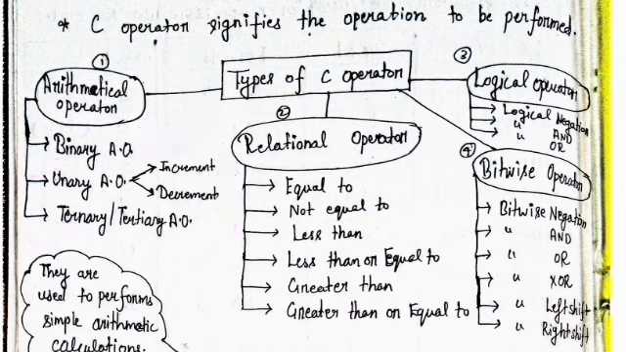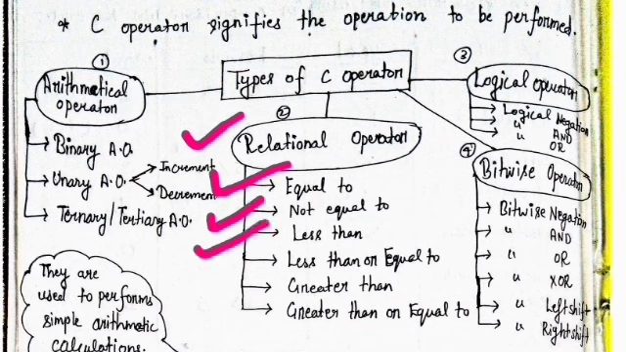Now next is your relational operator. So relational operator has six types. First is your equal to, second is not equal to, third is your less than, fourth is your less than or equal to, and fifth is your greater than, and last is your greater than or equal to.